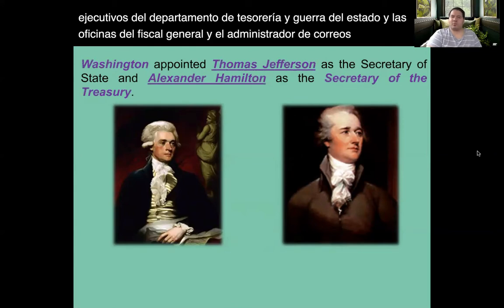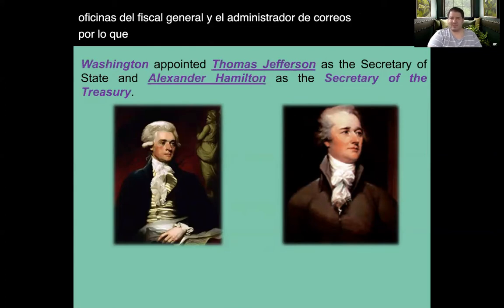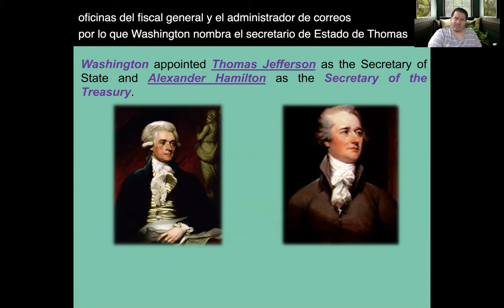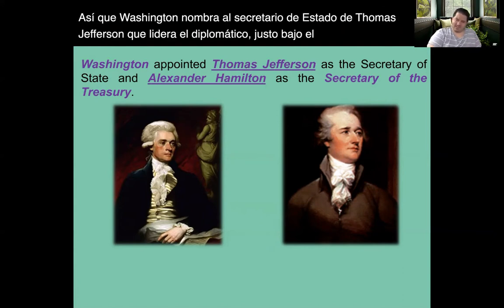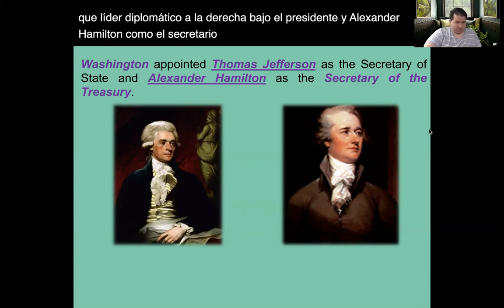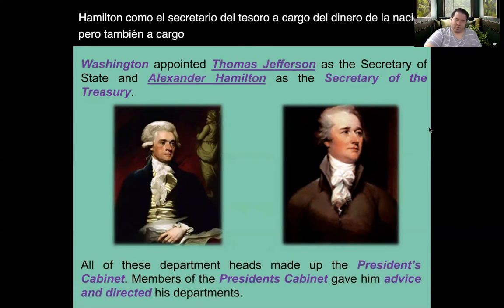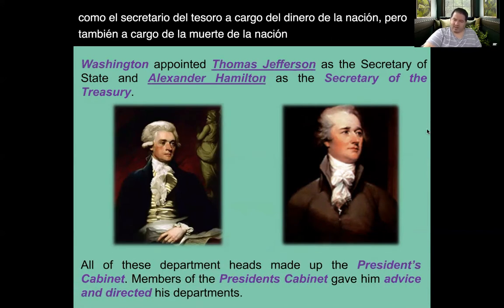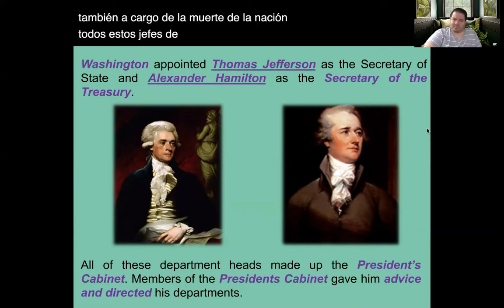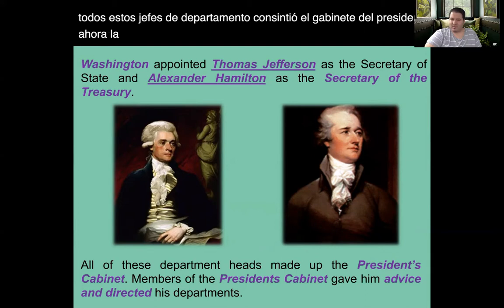So Washington appoints Thomas Jefferson as Secretary of State, the lead diplomat right under the president, and Alexander Hamilton as the Secretary of the Treasury in charge of the nation's money, but also in charge of the nation's debt. All of these department heads made up the president's cabinet. Now, the Constitution did not call for a cabinet for the president.